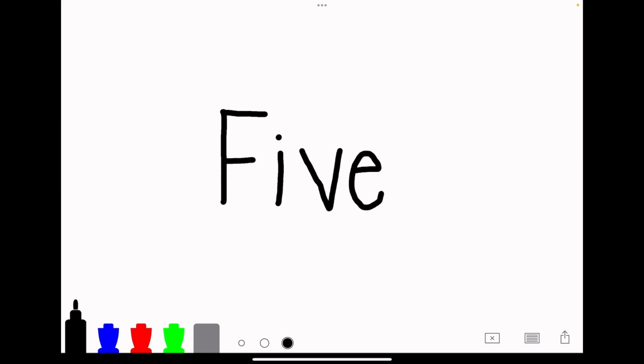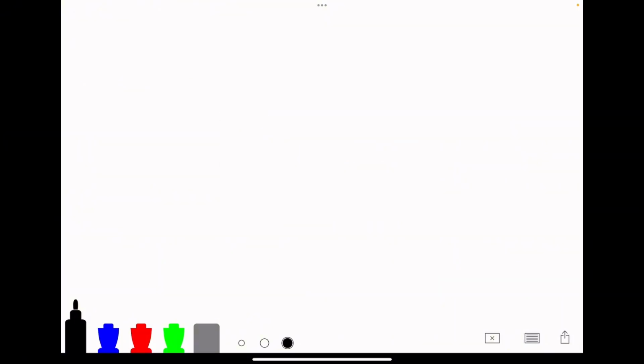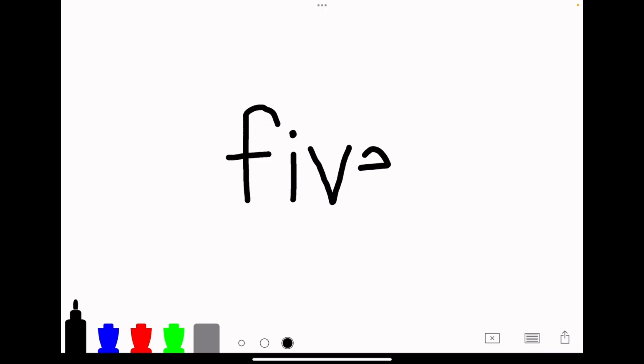Nice job. So now let's move on and write the word 5 2 more times, but this time we're going to be using lowercase f. So the first letter in the word 5 is still F, but we're using lowercase f. After F, we have I. After I, we have V. And after V, we have E. And F-I-V-E spells the word 5.